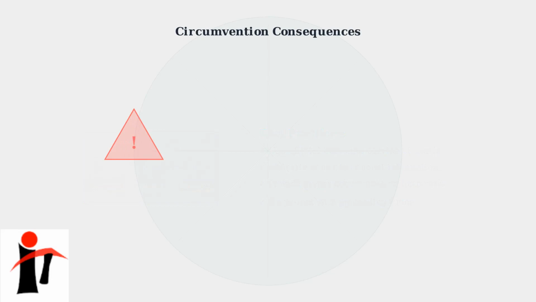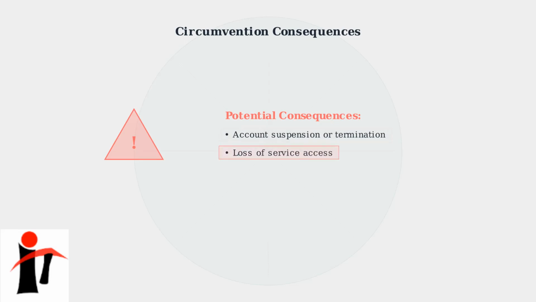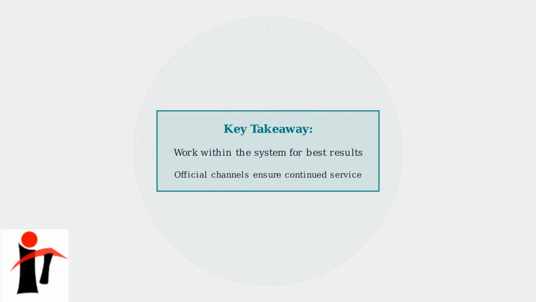Attempting to circumvent regional restrictions carries serious consequences. Service providers actively monitor for violations and enforce their terms of service strictly. The consequences include account suspension or termination, complete loss of service access, violation of terms of service, and potential legal implications for license violations. Remember, the most effective approach to EETV region issues is patience and proper procedures.